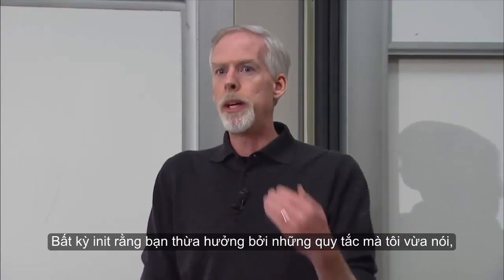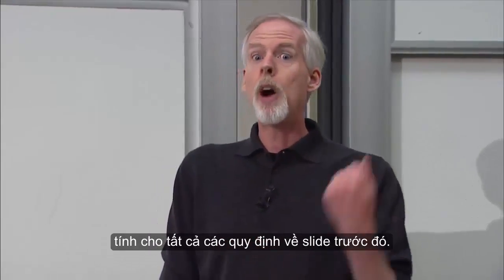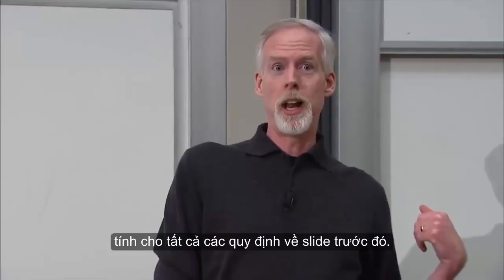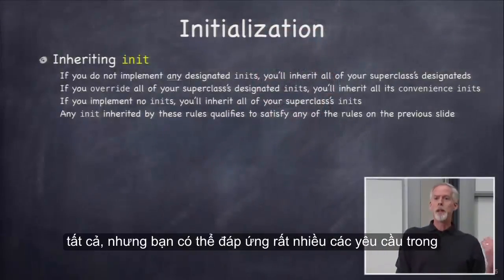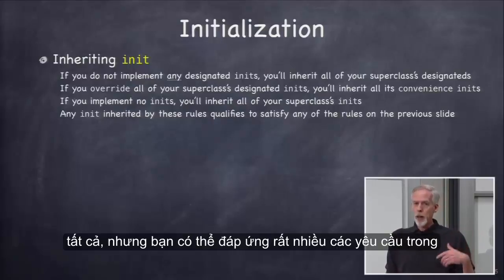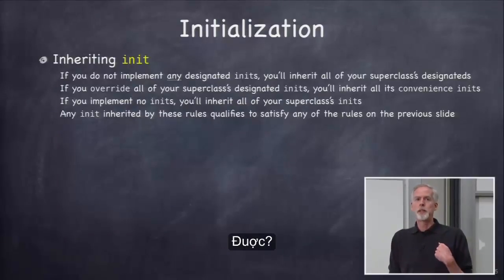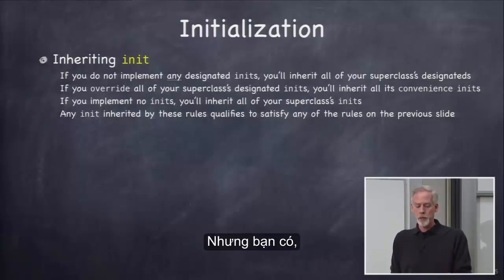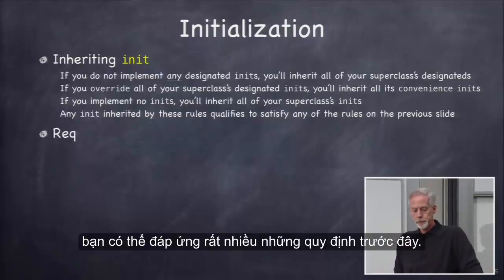Any init that you inherit by these rules that I just said count for all the rules on the previous slide. Now, I'm not going to go back to the previous slide and go through them all, but you can satisfy a lot of the requirements in the previous slide by just inheriting your initializers. But you can only inherit them in these kind of restricted ways, but once you do, you can satisfy a lot of those previous rules.